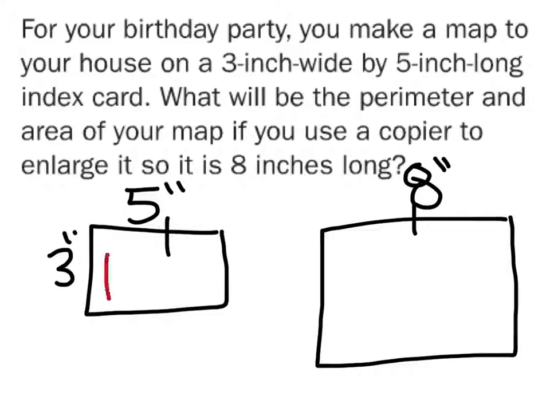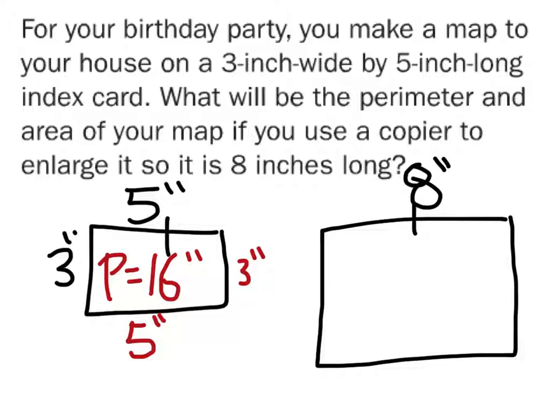So it didn't even give us the perimeter of this smaller rectangle, which would be the index card. But that can be easily found because opposite sides are the same length. I just need to add all these together. So you can put this in your calculator. Maybe you can do it in your head, whatever the case may be. Still need to show work. 5 plus 3 plus 5 plus 3. That'll give me 16 inches for my perimeter of this index card.